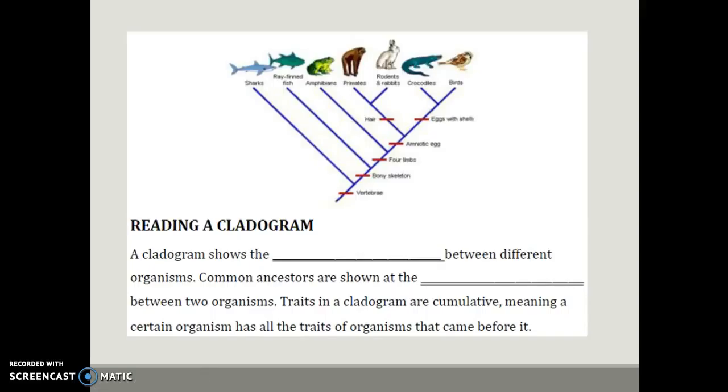And finally, we're going to look at reading a cladogram when we look at things about evolution. A cladogram shows the relationship between different organisms. Common ancestors are shown in the intersections. So here you would have a common ancestor for all of these organisms. And then as you go up, this would be a common ancestor only for the organisms above that intersection.